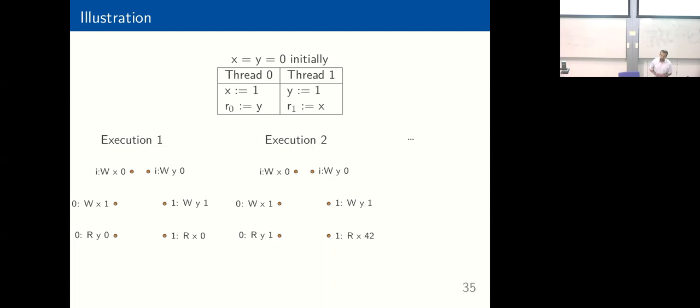But that's not the only execution. Remember, I said at this stage, we don't constrain what values we might read. So for example, we might read 1 in y and 1 in x, or we might read 1 in y and 2 in x, or whatever. So there's a whole bunch of candidate executions that we can produce even for very finite programs.